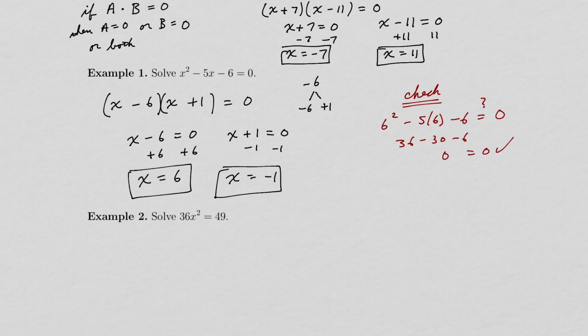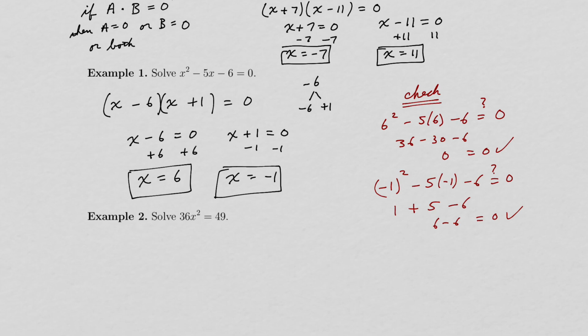So that checks. And if I plug in a negative 1, again, I'll put a question mark there. So negative 1 squared is positive 1. Negative 5 times negative 1 is positive 5. And I have a minus 6. Yeah, that's 6 minus 6. That's 0, right? So that checks. So we know both of them are solutions. So you can always check them if you want to see if they actually are solutions.